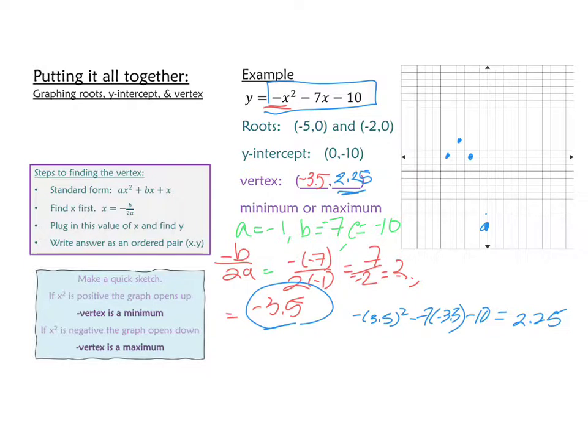So, what kind of parabola does that make? Well, here's one side. It's a sketch, and here's the other. Why does it point down? It points down because our x squared is negative.